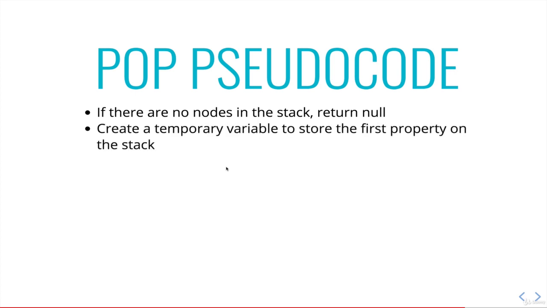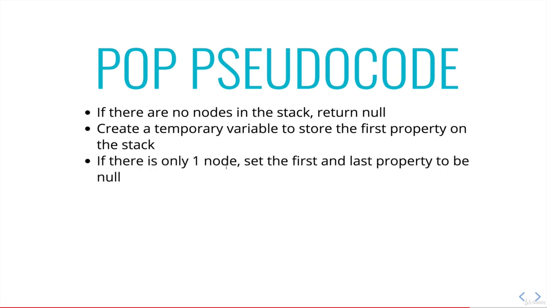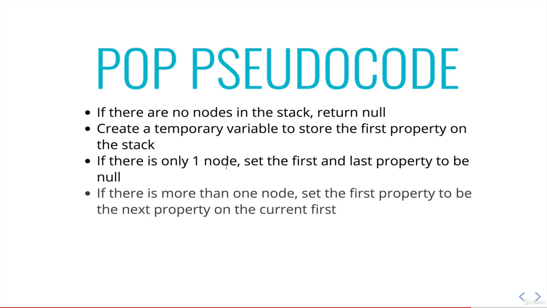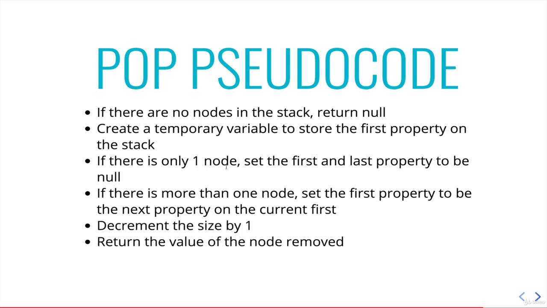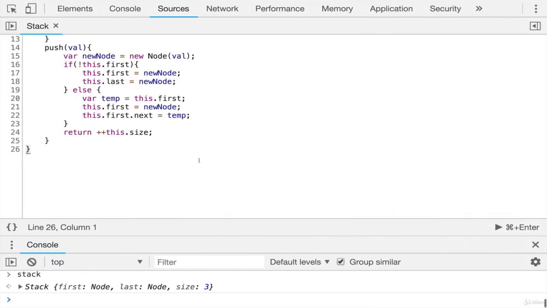Otherwise, we're going to take whatever the first property is on the stack and store that in a variable to return at the very end. If there's only one node, set the first and last property to be null. Meaning if the first is now equal to the last, set the last and first to be null. If there's more than one node, set the first property to be the next property on the current first, decrease the size by 1, return the value of the removed node.